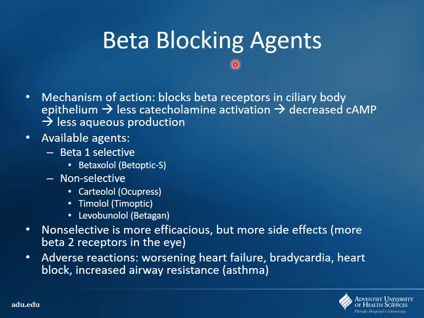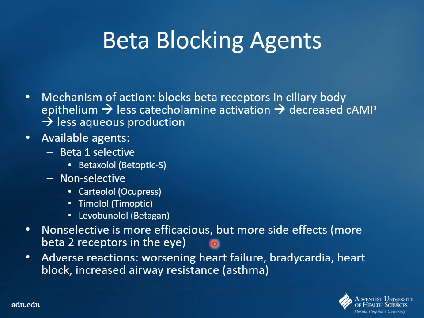That's why we like to use beta-1 selective agents where we can, especially with asthmatic patients, to prevent that interaction, okay? So again, if I were to say which one of these drugs would be contraindicated for an asthmatic patient, I may put on there something like timolol or carteolol, a non-selective beta blocker, and you need to pick that one out as being non-selective versus being selective. Okay. So we have betaxolol as our beta-1 selective agent, and we have a couple non-selective like carteolol, timolol, and levobunolol. Okay, so the LOL on the end there kind of gives it away as being a beta blocker.